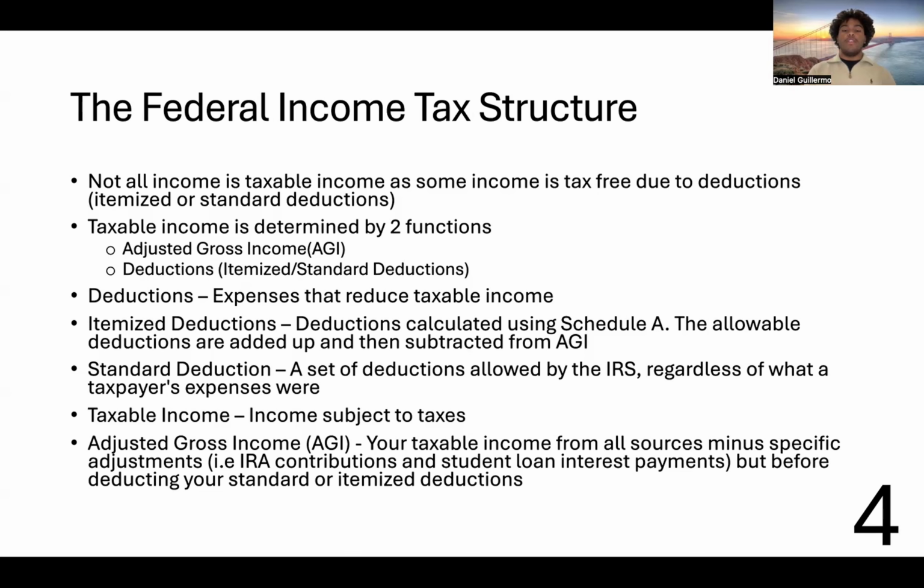Now, your taxable income is income subject to taxes, and your AGI, or adjusted gross income, is your income from all sources minus specific adjustments. And this all comes before deducting your standard or itemized deductions.